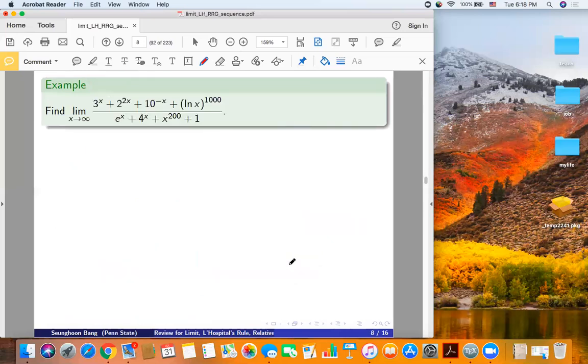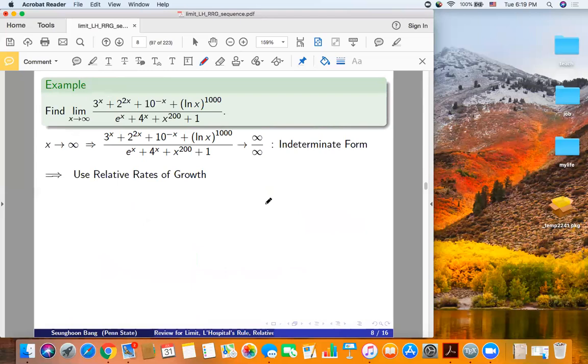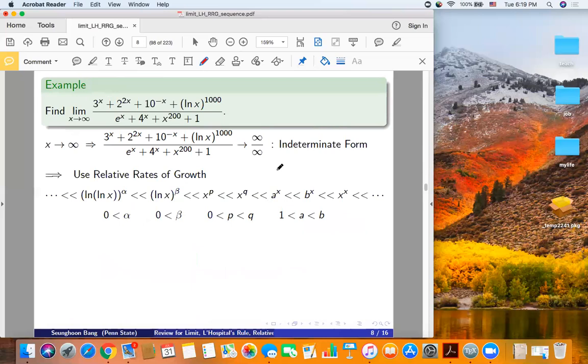The next one. So what's that? X approaches infinity. What's the numerator? What's the denominator? Exactly infinity over infinity. So it's an indeterminate form, and we use relative rate of growth. How can you use it? Here, this one.